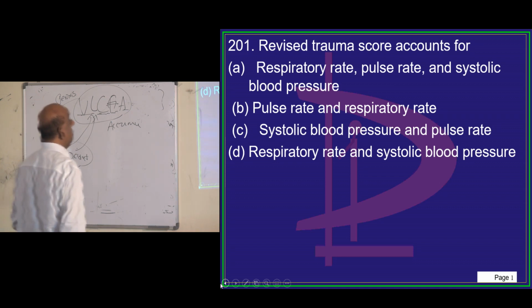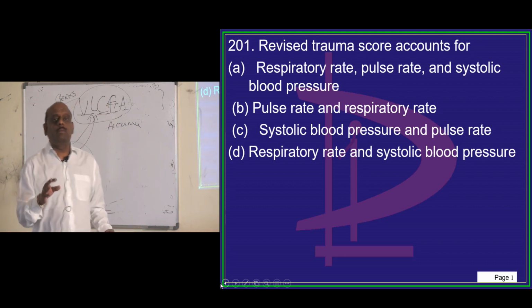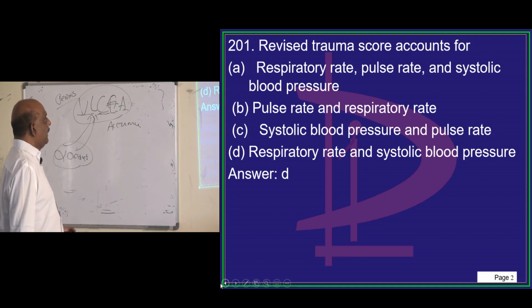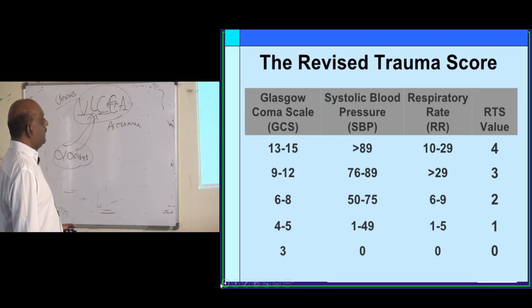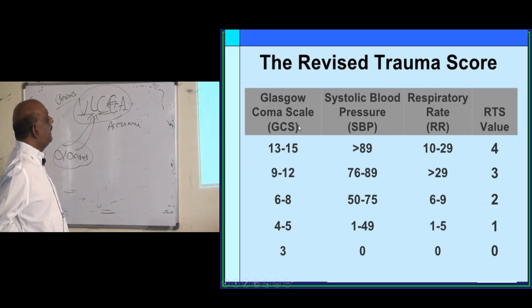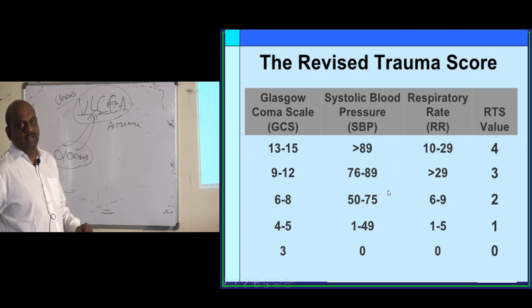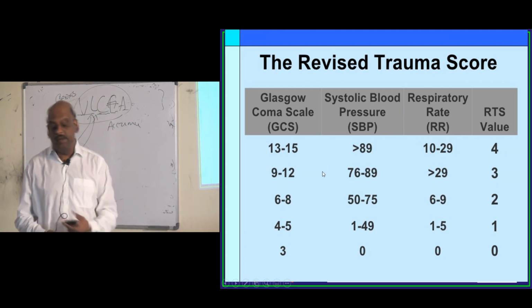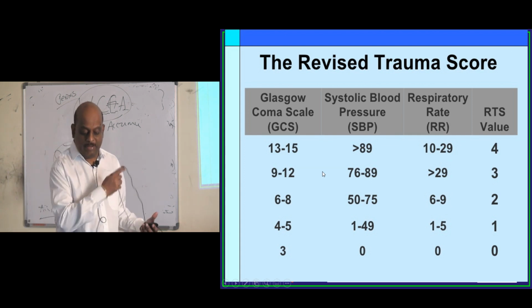Now doc, revised trauma score. What does it basically contain? It has the Glasgow Coma Scale, systolic BP, respiratory rate. So these are all combined together. The revised trauma score has been created.